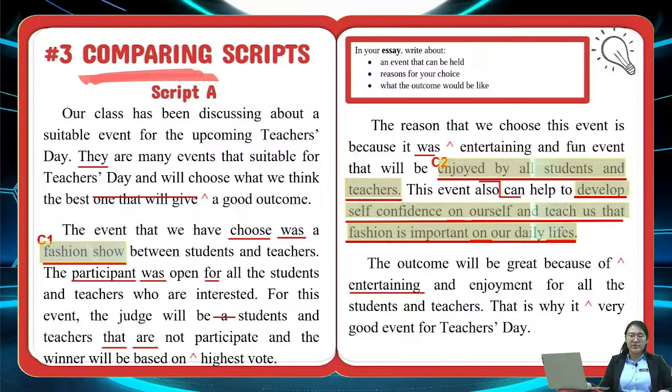The students are able to develop self-confidence. And also it teaches us fashion is important in our daily life. So this is our second reason. So there are 2 reasons there for his choice of event. Okay, but we don't see any outcome from this event. If we look at the last sentence, the outcome will be great because of entertaining and enjoyment. It just state that the outcome is great, but what kind of outcome that we're expecting from this event, it's not clearly stated. So we will say that C3 is actually not achieved. So in this case, for content, there's C1, there's C2, but not C3.